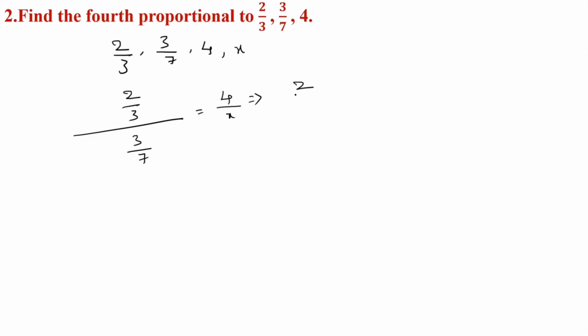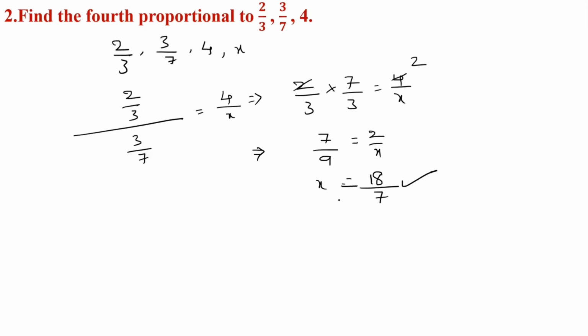Find the fourth proportional of 2 by 3, 3 by 7, 4. Fourth proportional means you have to consider it as x. So 2 by 3 by 3 by 7 is equal to 4 by x. So this will become 2 by 3 into 7 by 3 is equal to 4 by x. Please do this one. So this will become 7 by 9 equal to 2 by x. So x is equal to 9 into 2, 18 by 7.